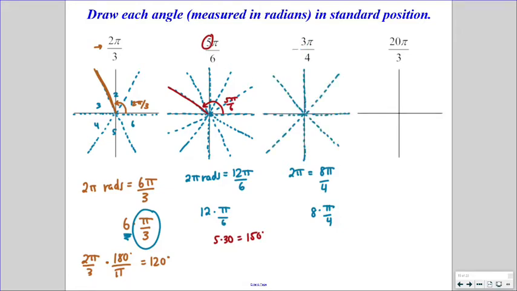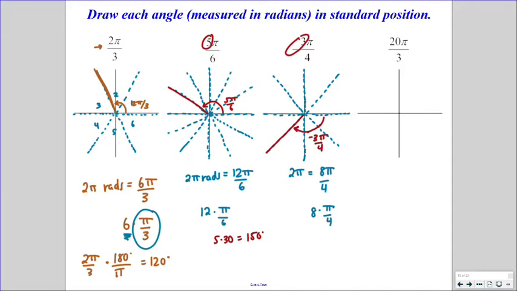Okay, so I've got my 8 even pizza slices here. Each of those pieces is worth pi over 4 radians. Now I'm counting out negative 3 of those. So when I'm going negative 3 here, we're going to start on the positive x-axis. This time I'm going to count 3 going clockwise. So 1, 2, 3, negative 3 pi over 4 puts us at this angle here.